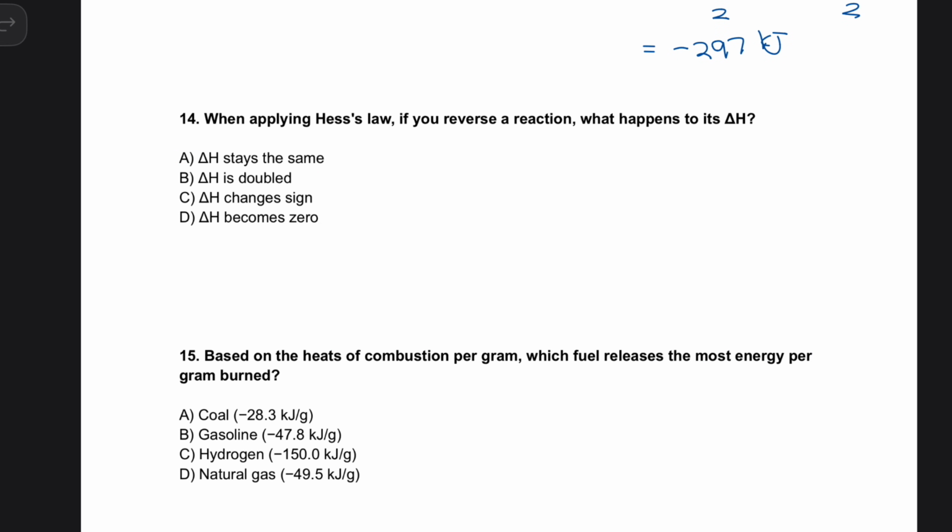Okay, question 14. When applying Hess's Law, if you reverse a reaction, what happens to its delta H? We just did this above. If you reverse a reaction, you just change the sign. So it's option C.